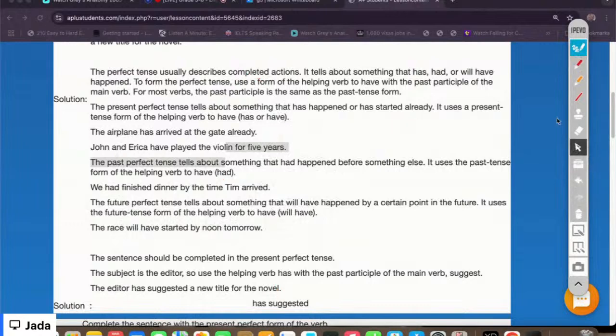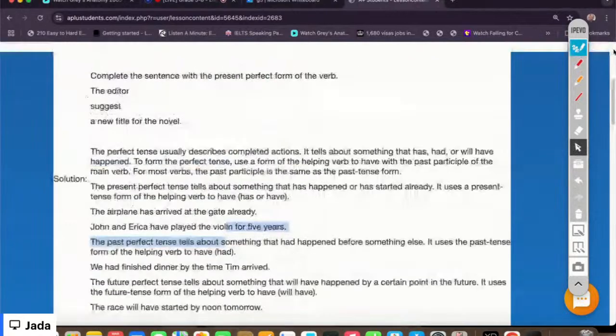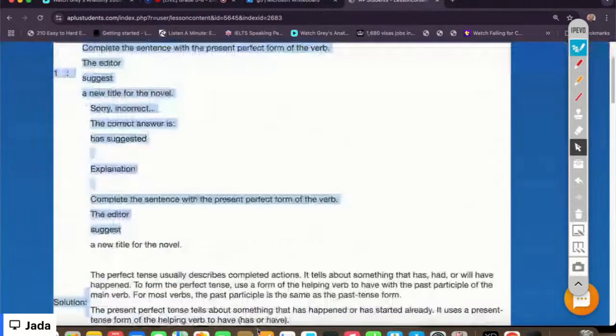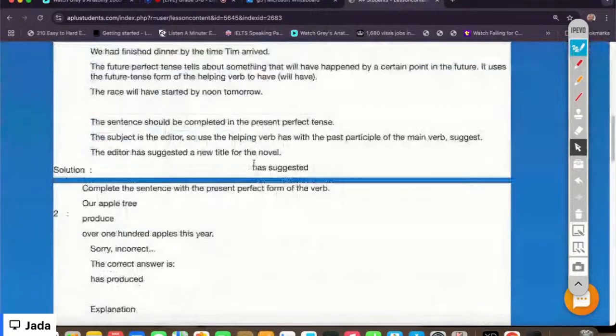So let's look at some examples. Complete the sentence with the present perfect form of the verb. The editor dash a new title for the novel. So has suggested, not just suggest. So the editor has suggested a new title for the novel.